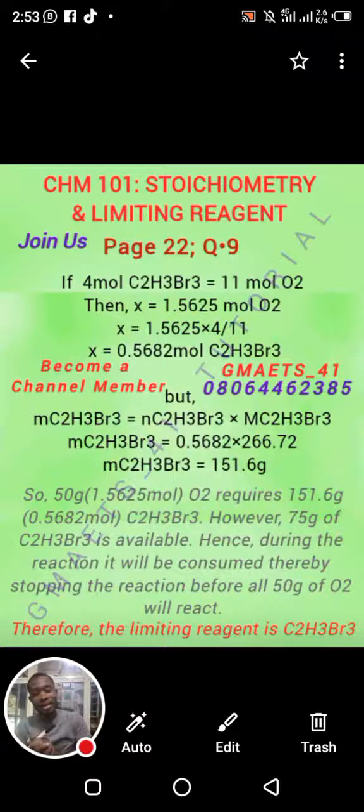So since the mass of 1,2,3-tribromoethane available to us, which is 75, is less than the actual mass required to react with the oxygen, we can now conclude that the 1,2,3-tribromoethane is the limiting reagent.